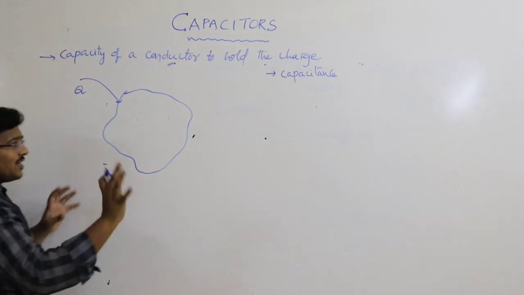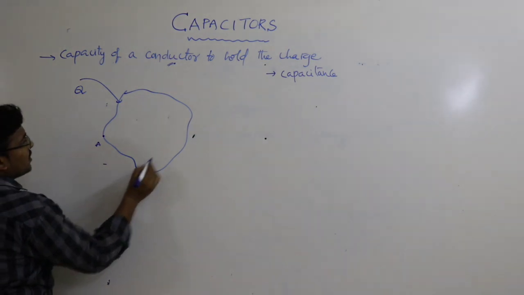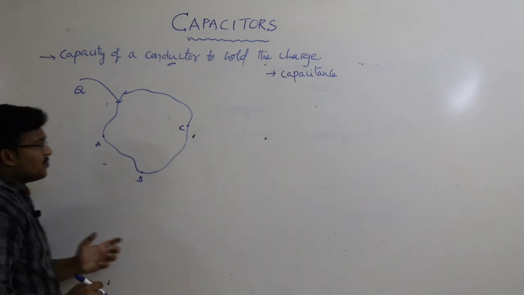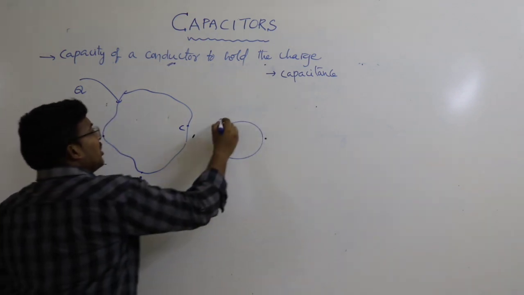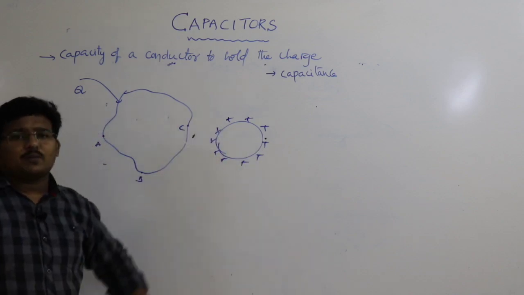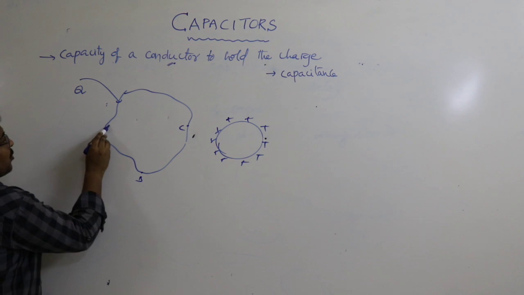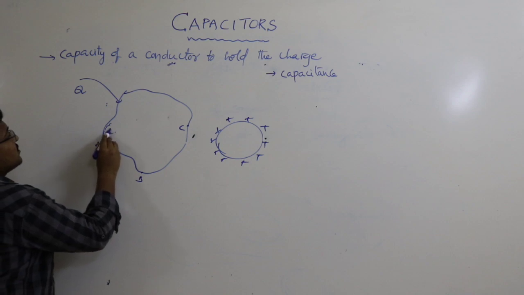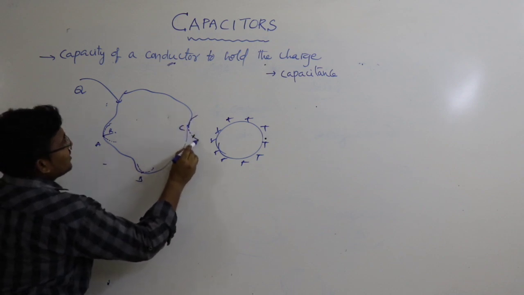Now I am taking some different points here. This is point A, this is point B, this is point C. This body is irregularly shaped. If it were regular shaped, the charge would automatically be distributed uniformly, but here it is not uniform. So at this point there is a radius of curvature, this is the radius of curvature, and at this other point the surface curves like this.